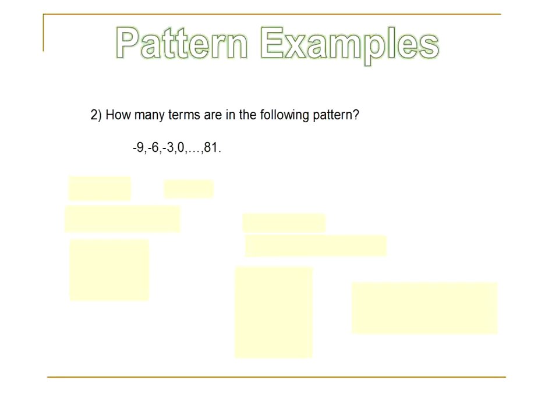Now this is a slightly different question. How many terms are there in the following pattern? Well, the first thing you have to do when you find a pattern is talk about what type of pattern it is. We've only seen one type of pattern so far, one where the common difference occurs right away. Negative 6 minus negative 9 is 3. Negative 3 subtract negative 6 is 3. 0 subtract negative 3 is 3. So here I have a common difference of 3.